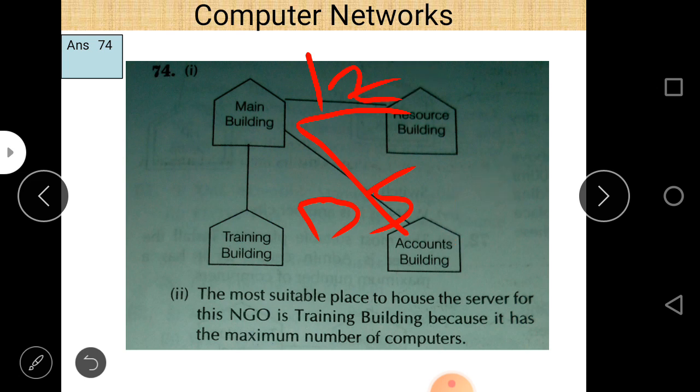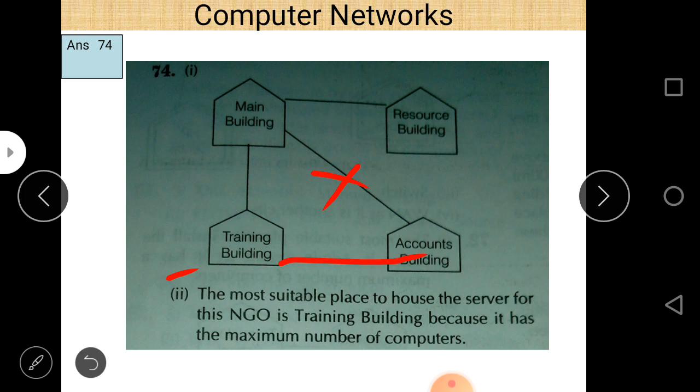This is the answer given in a book. But let us check another option. We don't use this connection, and just connect these two. Then what is the answer? Let's check. The advantage of connecting the training building to the account building is that the account building is directly connected to the training building, which possesses the server.